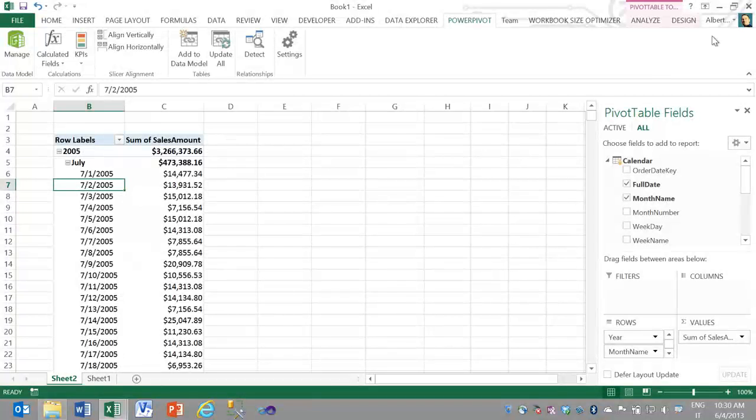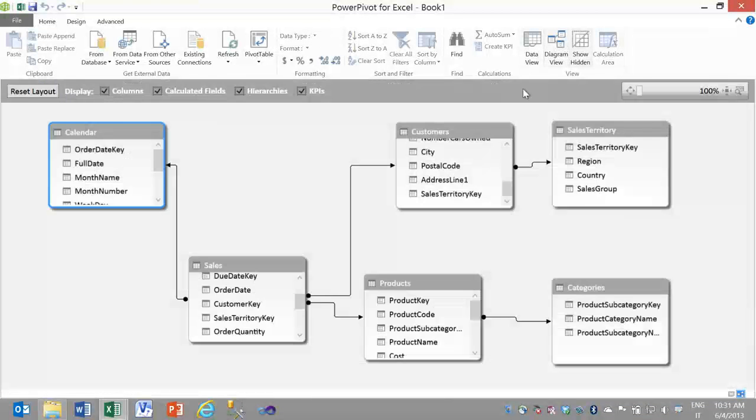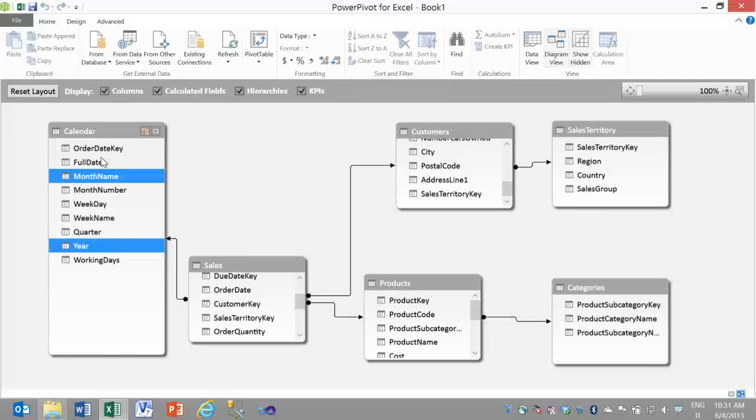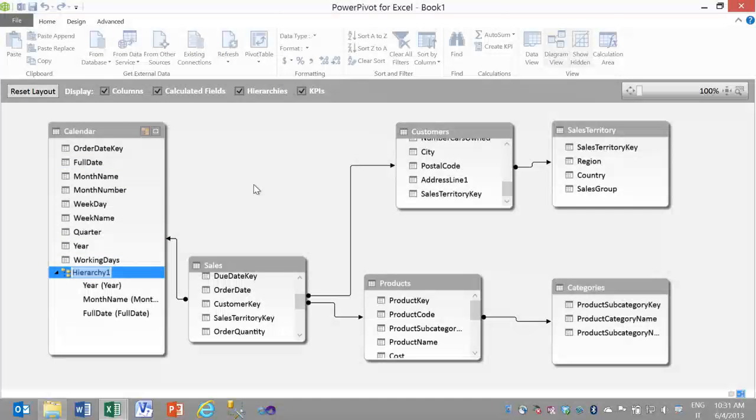After that, we can simply create a hierarchy out of those. To create a hierarchy, we go to the diagram view, go to the calendar table, and from here we take the year and then the month name, full date, right-click, create a hierarchy. And again, the interesting part of this is the simplicity you can do with tabular.